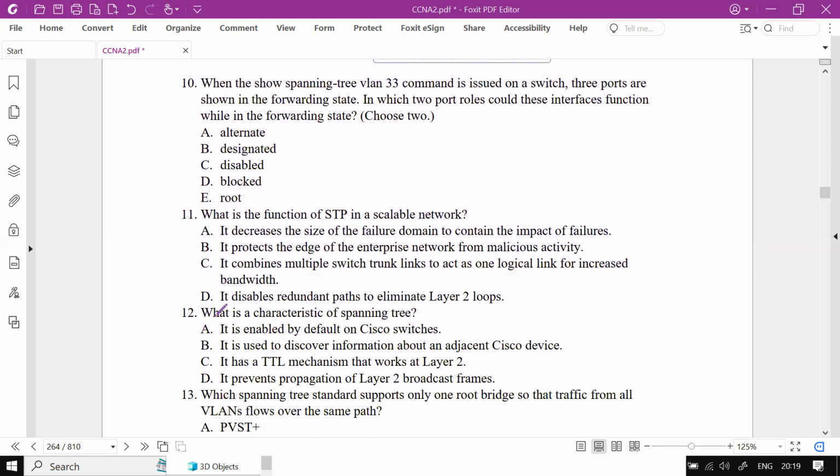Let's go to number 10. When the show spanning tree VLAN 33 command is issued, 3 ports are shown in the forwarding state. Which 2 port roles could these interfaces function as while in the forwarding state?